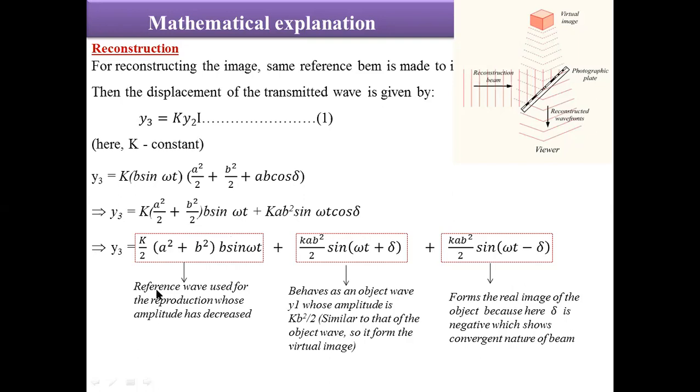This component shows the reference wave used for the production. Here we have only the amplitude, not the phase, right? And here we have both the amplitude as well as the phase, but in this case, this behaves as an object wave, because in the object wave we have sin(omega t plus delta), the same function, and its amplitude is k a b square by 2, similar to that of the object wave. And in this case this forms a real image of the object, because here delta is negative, which means convergent nature of the beam. So this is how we can mathematically explain the construction and reconstruction process of a hologram.